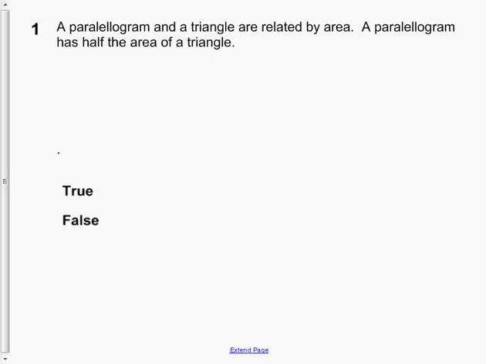A parallelogram is half the area of a triangle. The answer for that, of course, is false, because a parallelogram is always twice the area of its corresponding triangle.